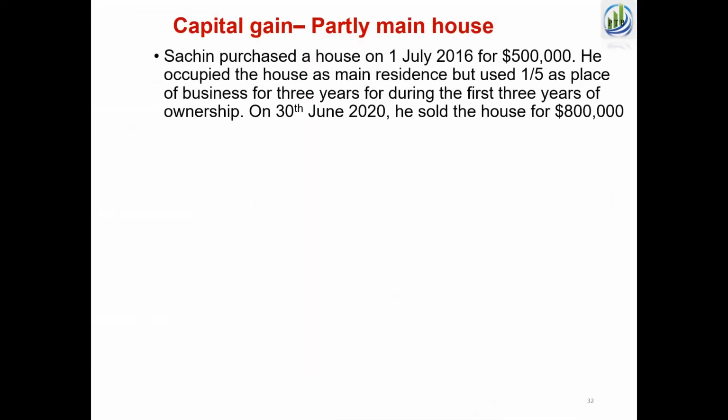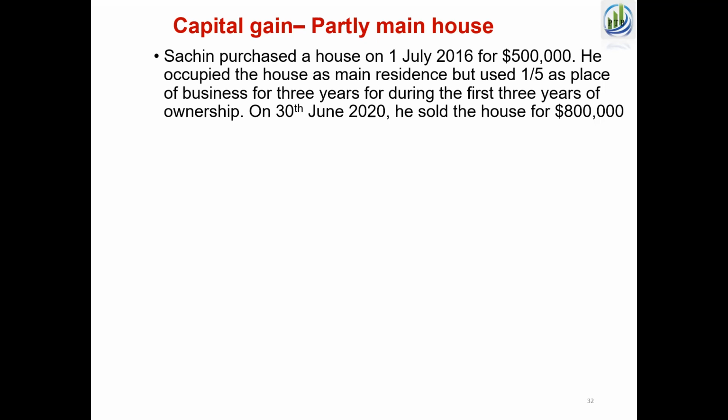Right, so Sachin purchased the house on 1st of July 2016 for $500,000. He occupied the house as his main residence, but used 1/5 of the place as a business. Sometimes in our main house, we partly rent out a couple of rooms. You may rent to another party, or you may rent out your granny flats. But when you sell it, how does that work?